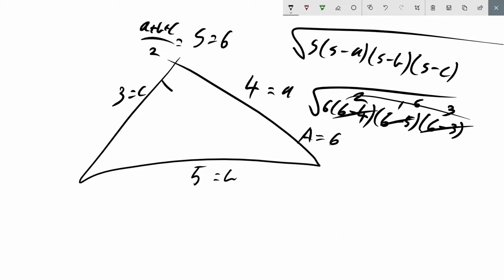Now, remember how I said that this is a right angle triangle? Well, we can use that to prove that this is right. So let's say our height is 4 and our base is 3. 4 halved, 2, times 3 equals 6. They give you the same result.